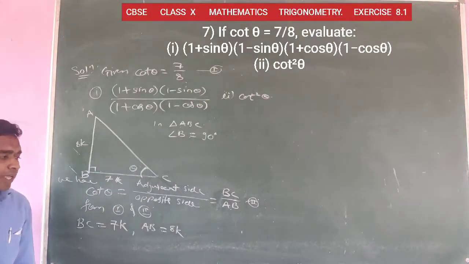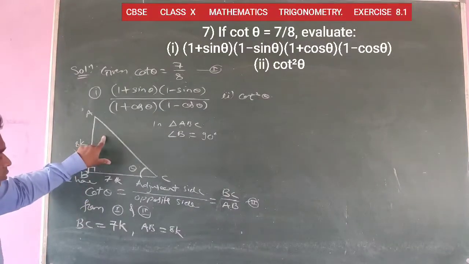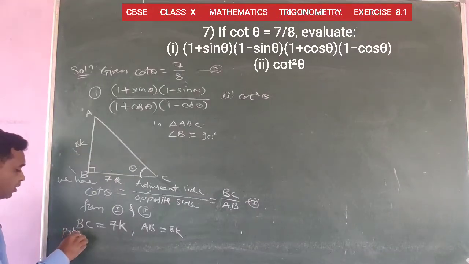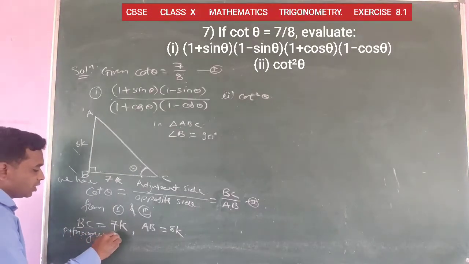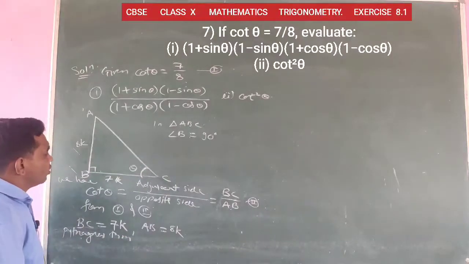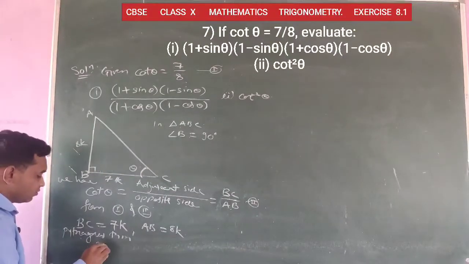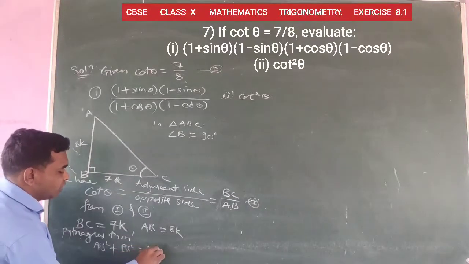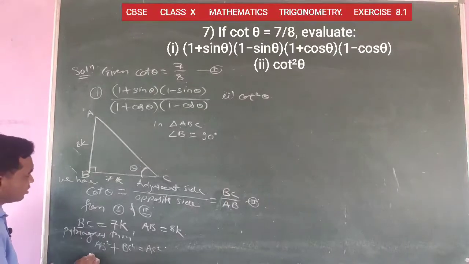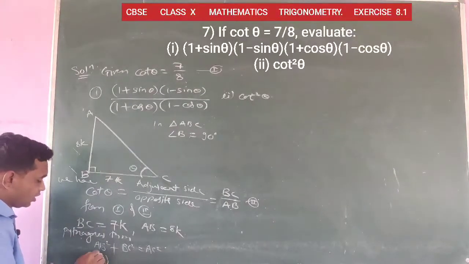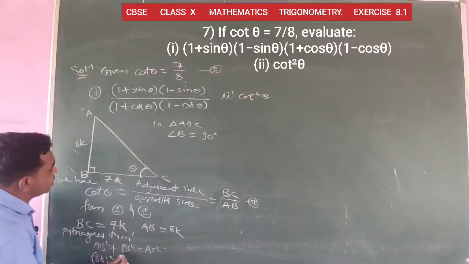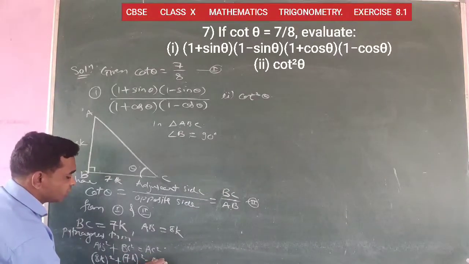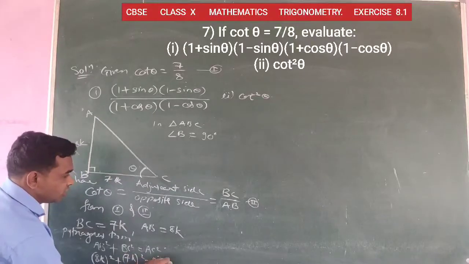Now using the Pythagoras theorem, we have to find out AC square. So what is the Pythagoras theorem? AB square plus BC square is equal to AC square. AB square value is 8K square, plus BC value is 7K square, is equal to AC square.